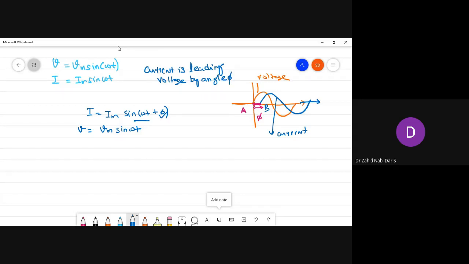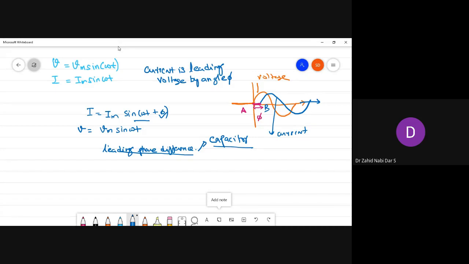This is called leading phase difference. A circuit element that creates this leading phase difference is called a capacitor, so that in future you will be understanding in the coming classes.